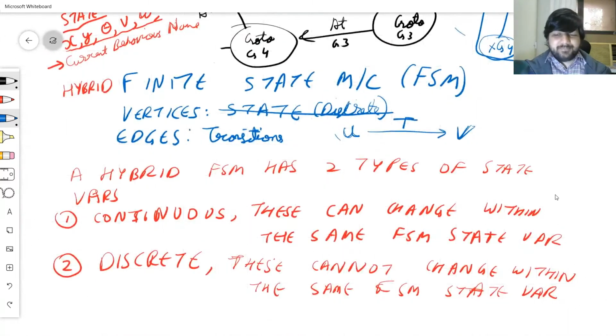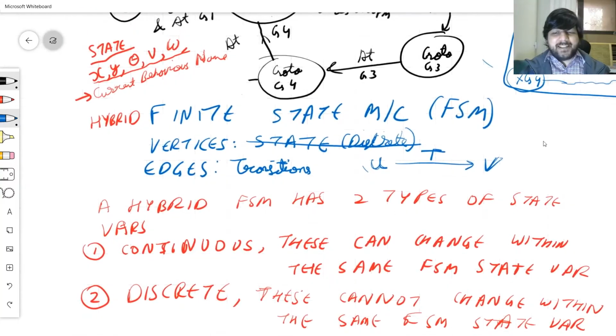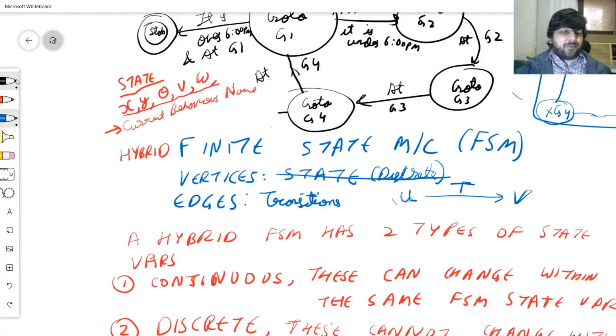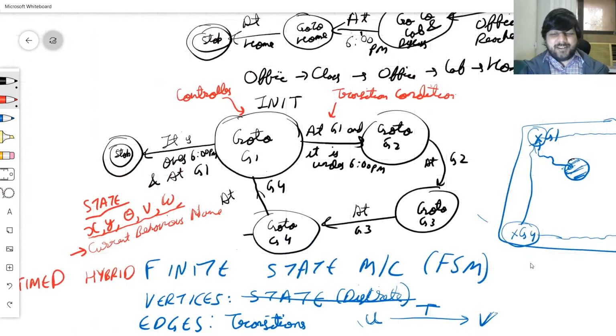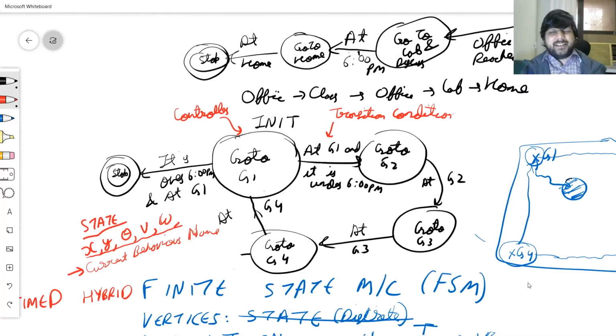So it's a hybrid finite state machine. Now, another thing that I have obviously already noted over here is that it's actually a timed hybrid finite state machine, because a finite state machine does not have access to a universal time. I made access to universal time. So where is the 6 p.m. stored? It's a global time that is always available.